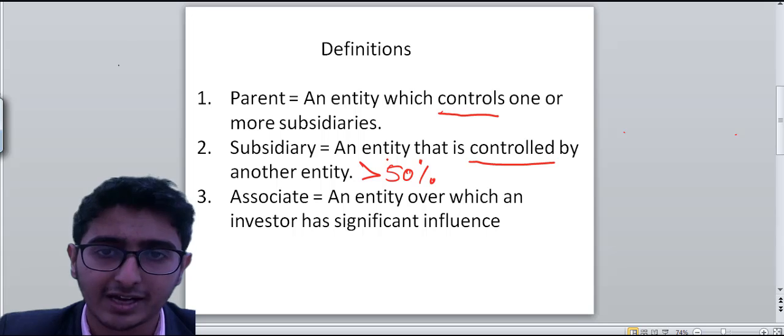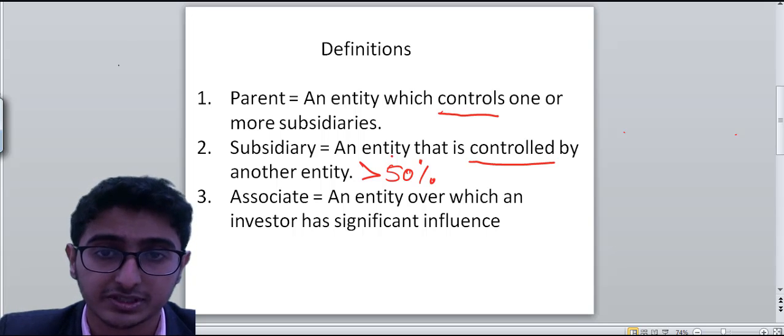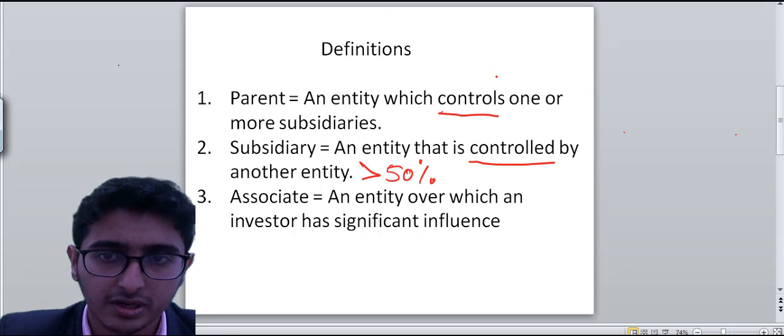Now, many people have asked, what if I actually buy only 50%? Like 50% on the dot. Now, this is what you call a joint venture. But don't worry, joint venture is not tested in the F7 syllabus. Okay? An important definition when it comes to subsidiary is the word control.